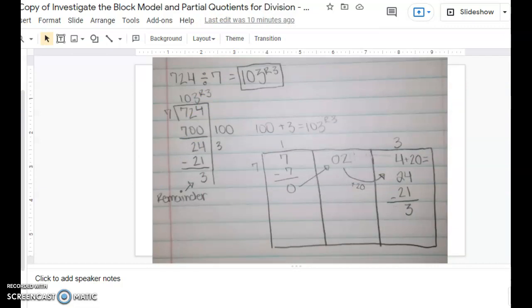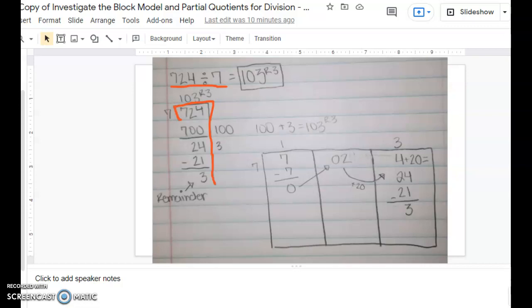This is my fourth and final project that I chose. I chose 724 divided by 7. So I love all the sevens. We'll just go with, I got my big 7 for the partial quotient.